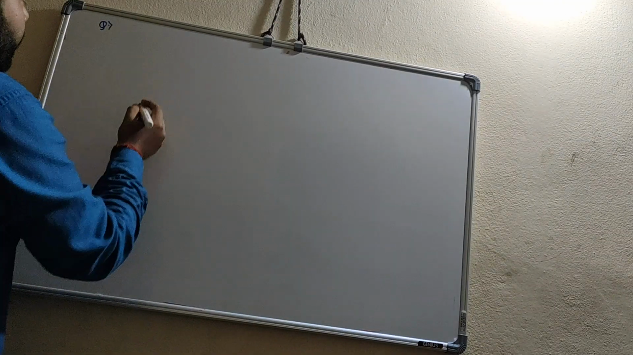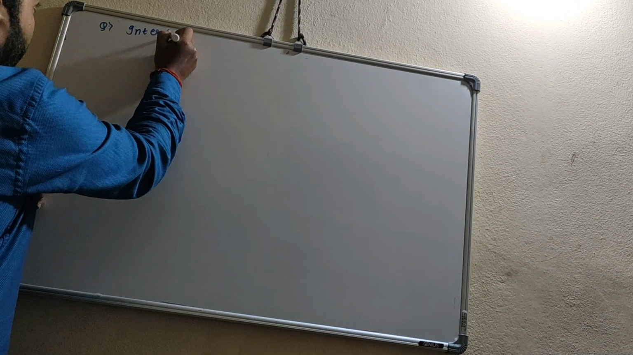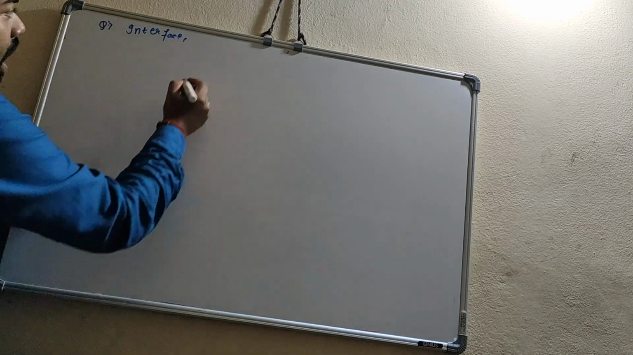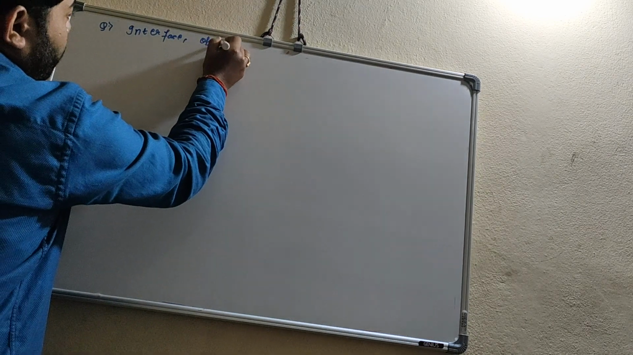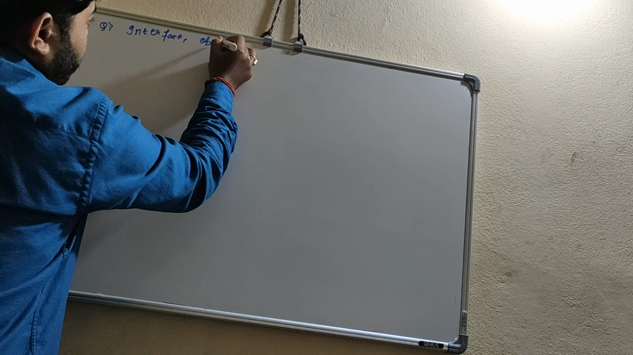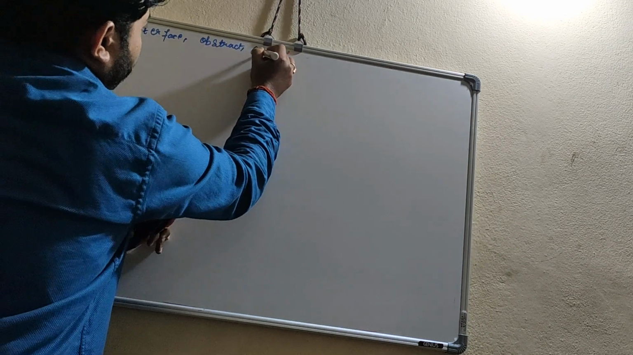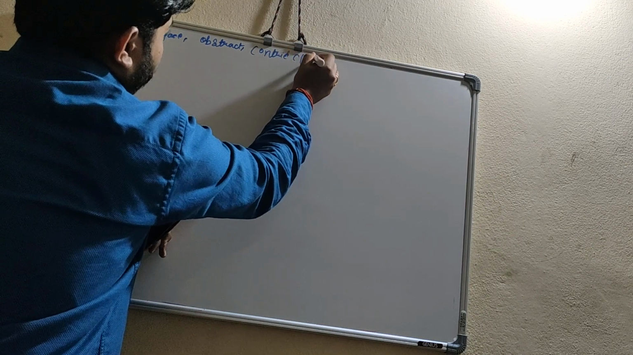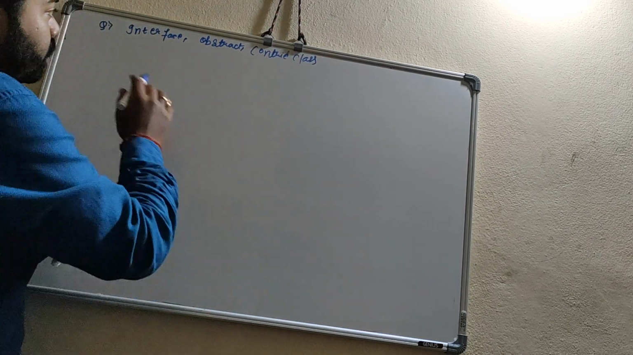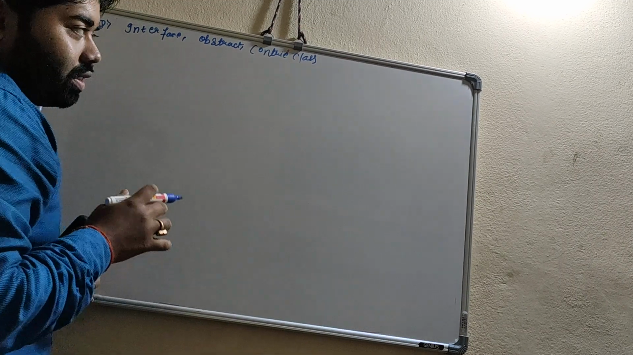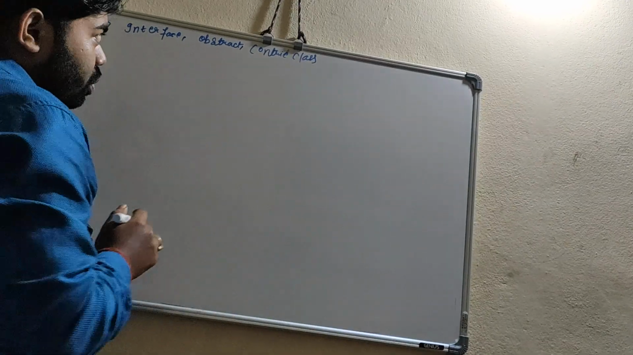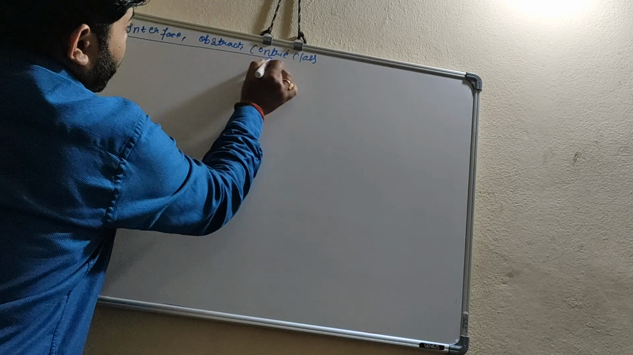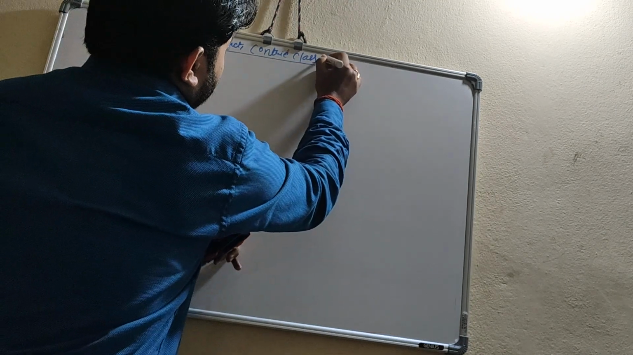So we have interface, abstract class, and concrete class. Write a code using interface, abstract class, concrete class in Selenium. So how to write that? A real-time example in Selenium.